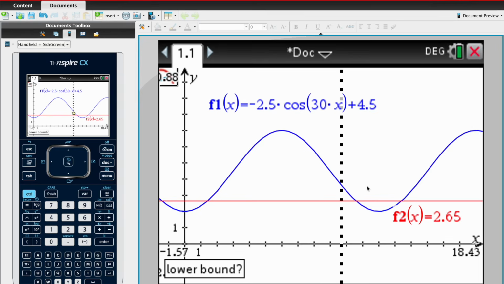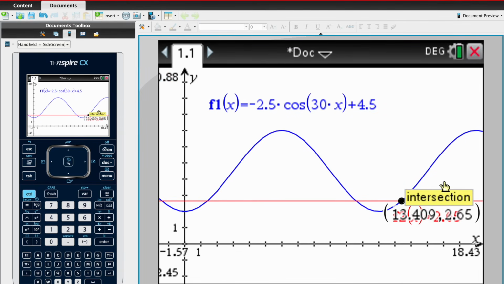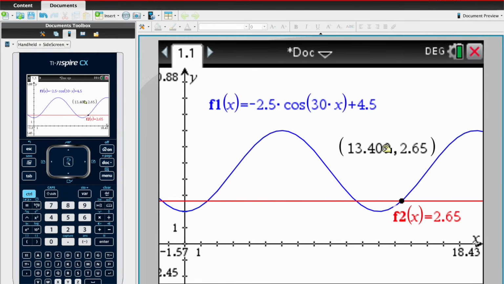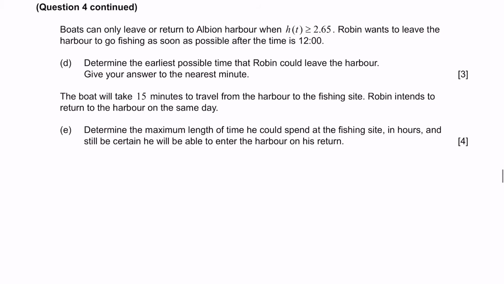So the intersection is right here. It's not until 13.409, or roughly 13.4 hours have elapsed after midnight. So let's go back to the document and write this out.